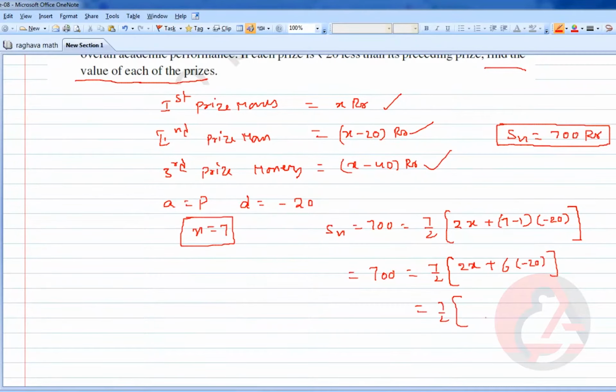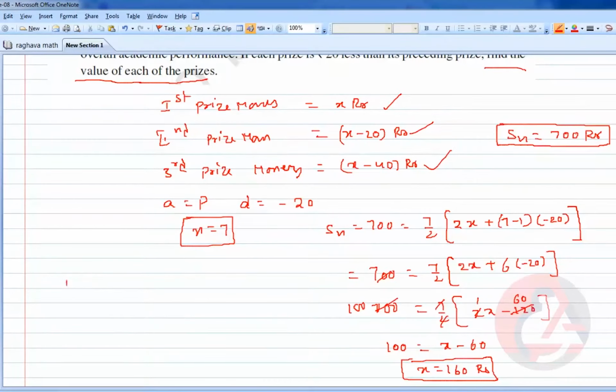7 by 2 into (2x minus 120). So the 7 and 700 can be cancelled, giving 100 is equal to x minus 60. X is equal to 160 rupees. So your first cash prize is 160 rupees. I'm writing here, it will be easy once I have the first cash prize. First prize is 160 rupees.